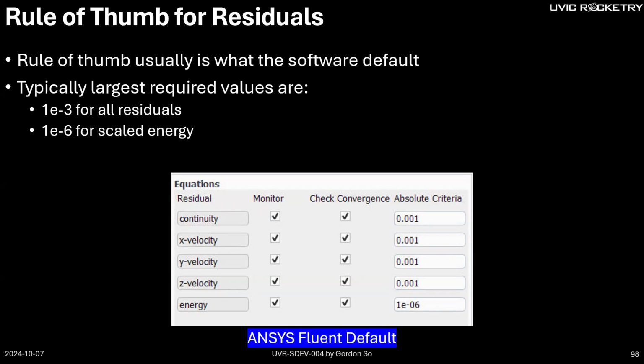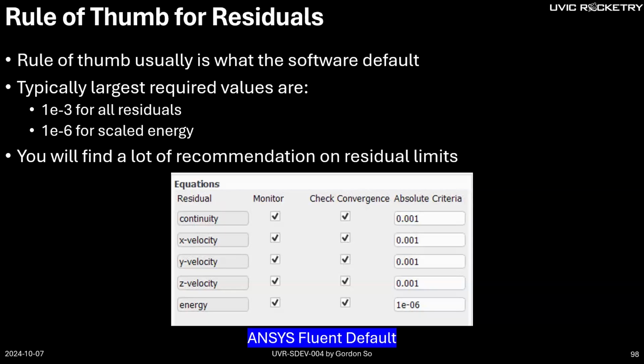Typical largest values are basically what's shown here. Like to the power of -3 for your physics, more like transport equations, and then for energy you want a bit lower because you need that kind of resolution to capture a good CFD. And again, you will find a lot of recommendations.